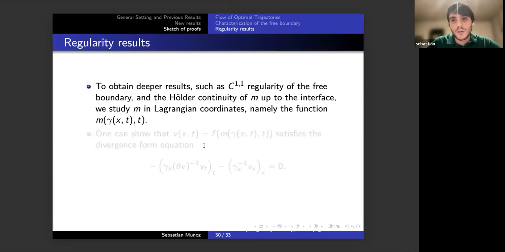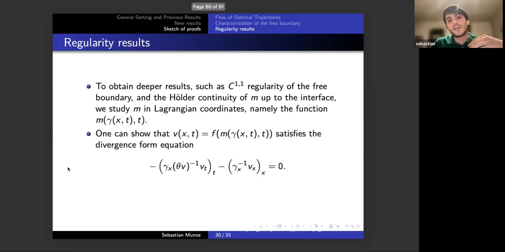So for example, for the deeper results, like the C^{1,1} regularity of the free boundary and the Hölder continuity of m up to the interface, what we do is we study the function m in Lagrangian coordinates. So that means that we study the function m of gamma(x,t), the function m after switching to Lagrangian coordinates. And we can show that the so-called pressure, or the analog of the pressure in the porous medium equation in this setting, which is f of m in Lagrangian coordinates, satisfies this equation in divergence form. This is an elliptic equation in divergence form satisfied by the analog of the pressure, f of m.